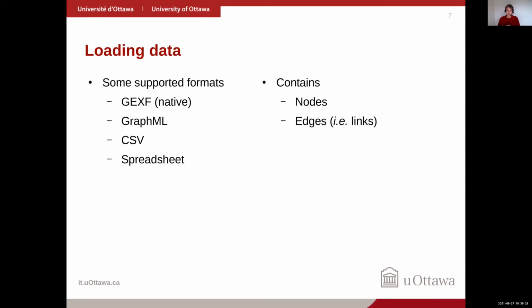It supports a lot of data formats. These are four of the bigger ones that it supports. So the first two may not be very familiar to you, but the second two, CSV, which is comma separated values, and spreadsheets, you probably know about those. And those data files contain the nodes. So that could be a person, it could be a computer, it could be an entity that connects to something else. And it also contains the edges. So those are the links between all the nodes. Another word for nodes is vertices, but Gephi uses the term nodes, so we'll stick to that.